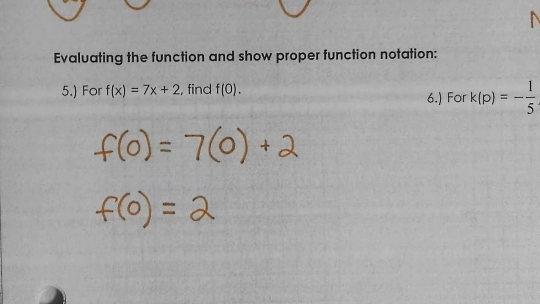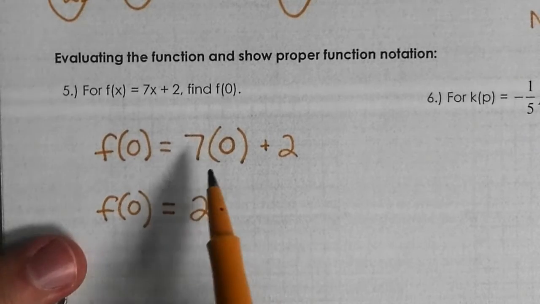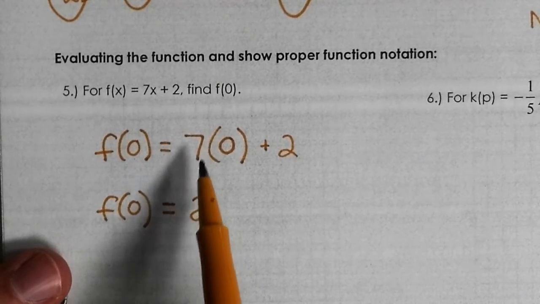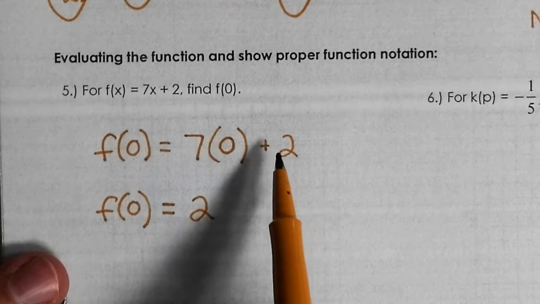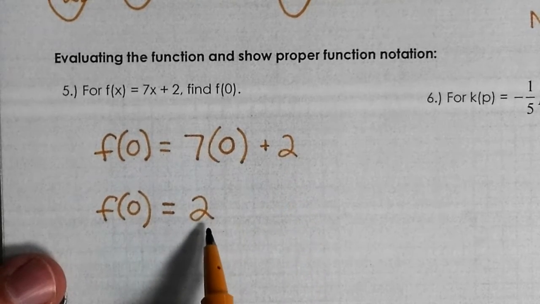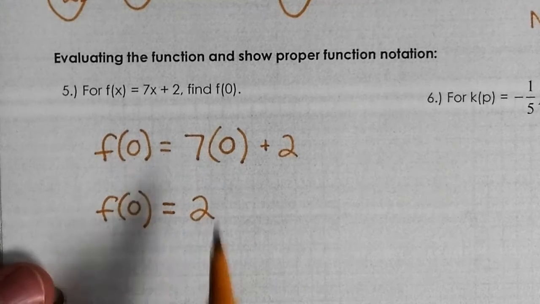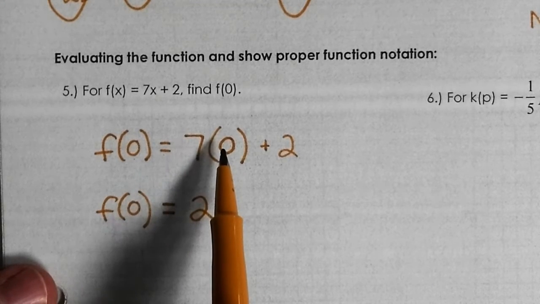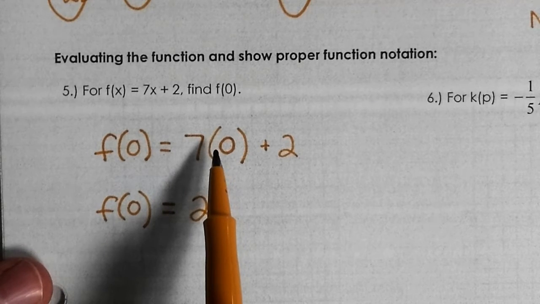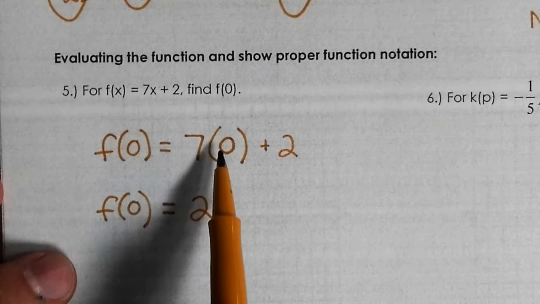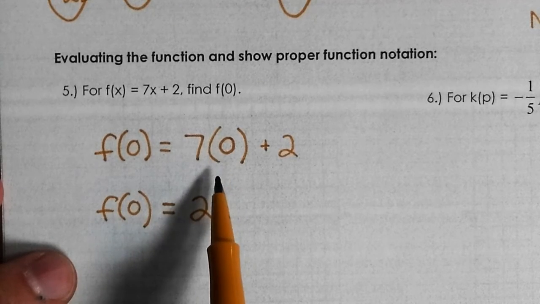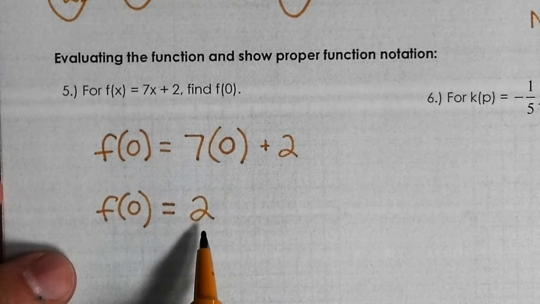What's up? How is it 2? Well, again, plug into your calculator. Put 7 parentheses 0 in parentheses plus 2. Put that in your calculator and you get 2. But if you want to do it just mathematically, what is 7 times 0? Yes, 0 times anything is going to be 0. So 7 times 0 is 0. And then you take 0 plus 2, which is 2.